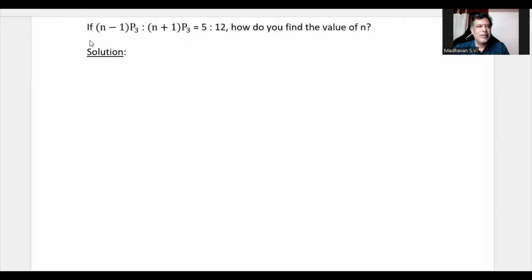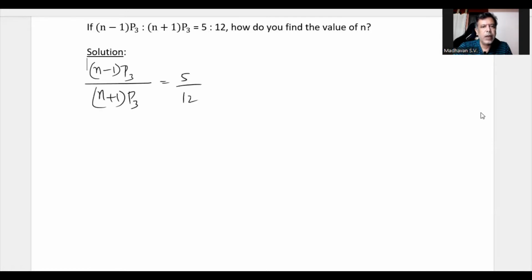The question says if (n-1)P3 is to (n+1)P3 equal to 5 is to 12, how do you find the value of n? So let us start. Since it is given in the form of a ratio, I can write it as (n-1)P3 divided by (n+1)P3 is equal to 5 by 12.